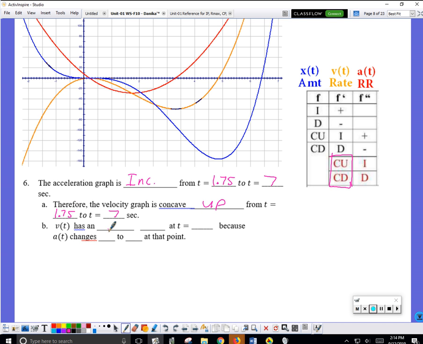V of t therefore has a critical point. No, new word, inflection point. Oh, joy. Inflection point is just a spicy way to say critical point. No. Good question, no. Inflection point's a new thing. It's on your sheet. It says any function has an inflection point when that function changes concavity. So the velocity changed concavity at 1.75.